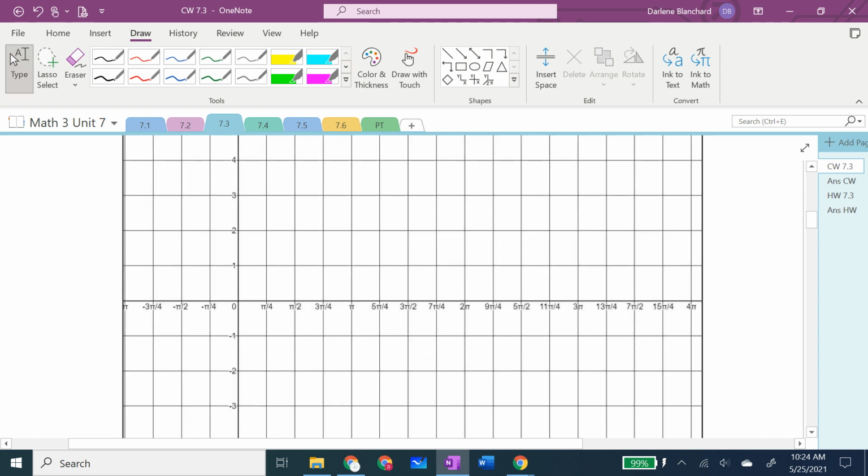And notice that this time I have the grid set up with by pi over 4s. Cosine starts at its peak, its top, at 0. At pi over 2, it's back to the midline. At pi, it's at its lowest point. Then at 3 pi over 2, back to the midline. And at 2 pi, it's back to its highest value again.